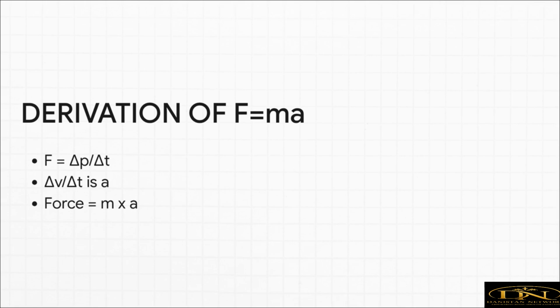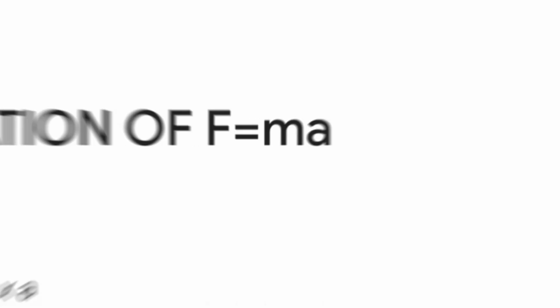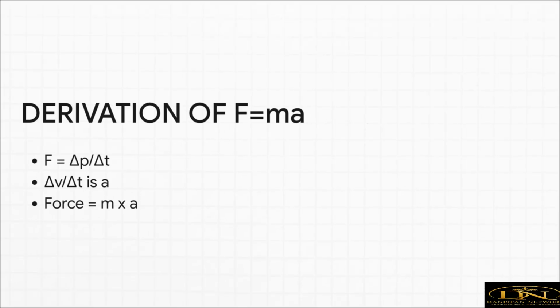Now, if the mass remains constant, any change in momentum is due entirely to a change in velocity. And since a change in velocity over time is just acceleration, this law simplifies beautifully into F equals ma. You just have to love how physicists take the chaotic reality of the universe and condense it down to a simple memory trick. Force makes acceleration.